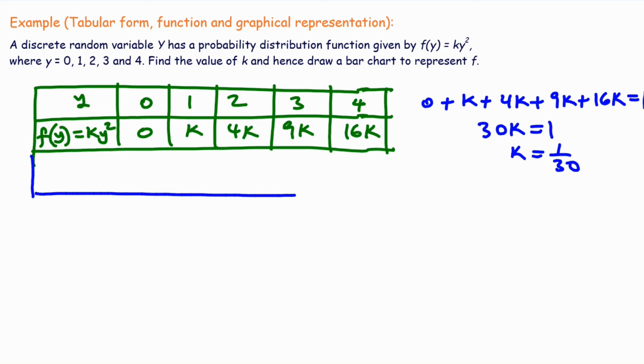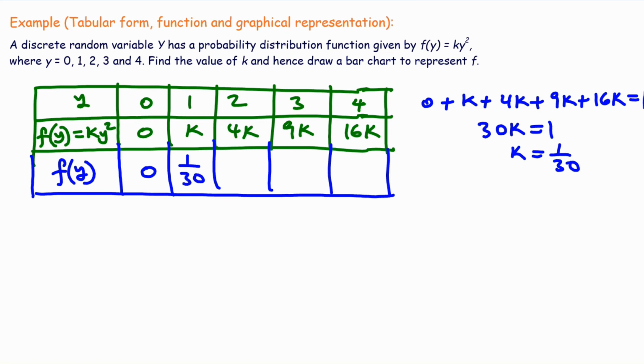So we can add another row here for the values of f of y. And these are the specific values of y. So we have 0, and plugging in 1/30 in place of k, we get 1/30, 4/30, 9/30, and 16 out of 30. So the next part is to draw a bar chart to represent these probabilities.